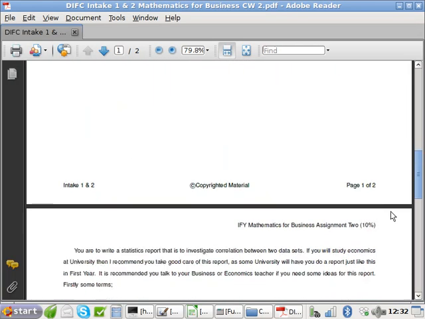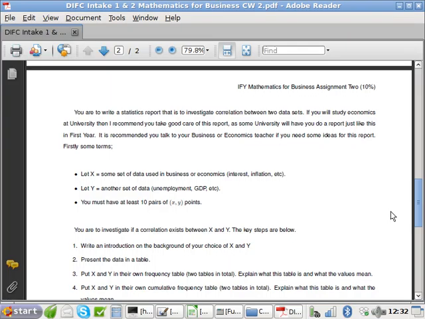So what do you need to do? Right, so you are to write a statistics report that is to investigate correlation between 2 data sets. If you will study economics at university, then I recommend you take good care of your report, as some universities will have you do a report like this as well. So if you do economics or business next year, you should keep this report because you could reuse it.